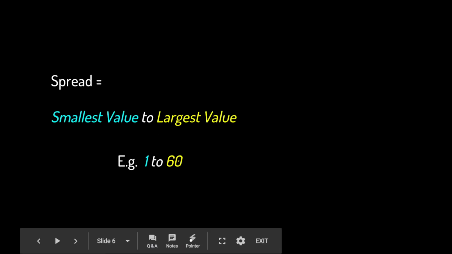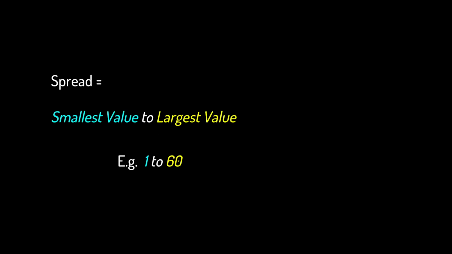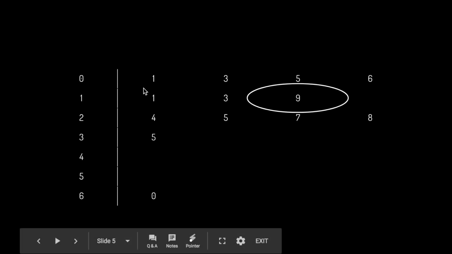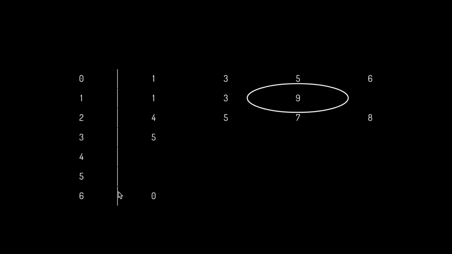Spread shows the scope of values from smallest to largest. In our stem plot, the spread is 1 to 60. It is showing the range of data, the smallest data 1 to the biggest data 60. This is the spread of this stem plot.